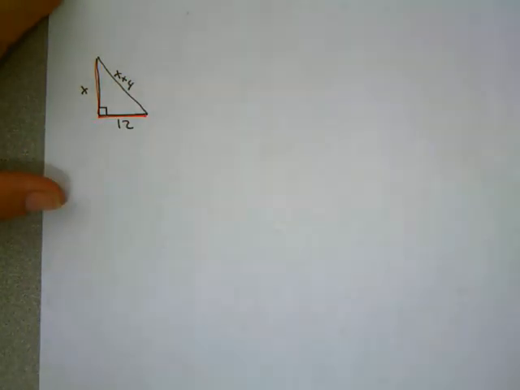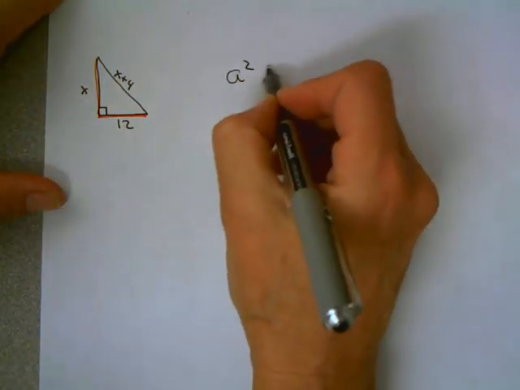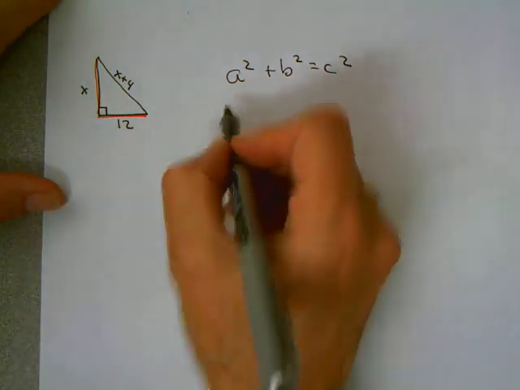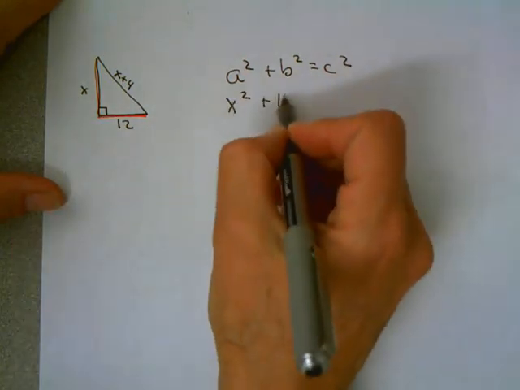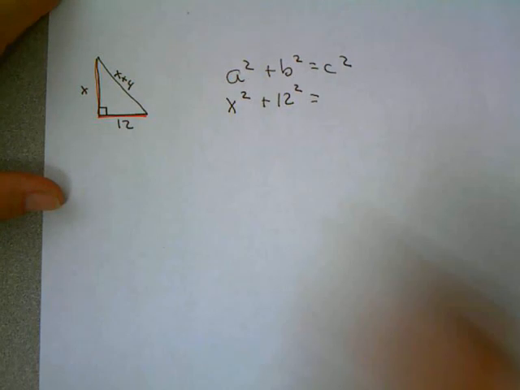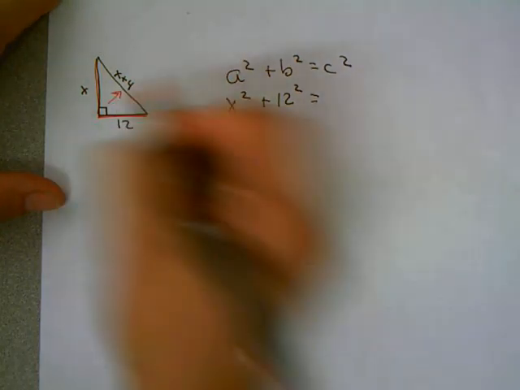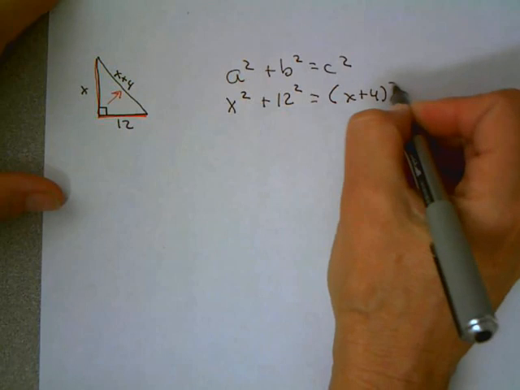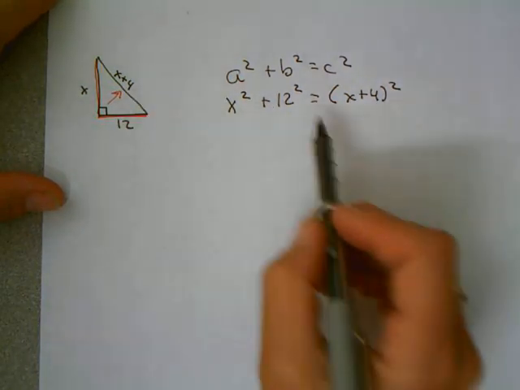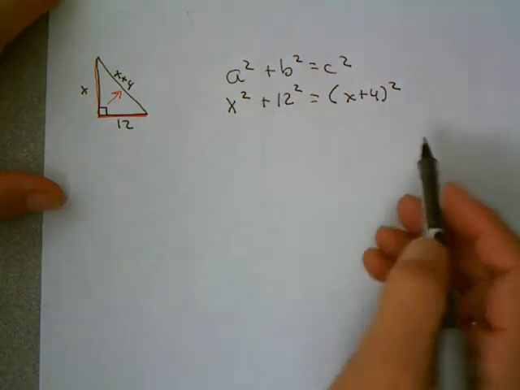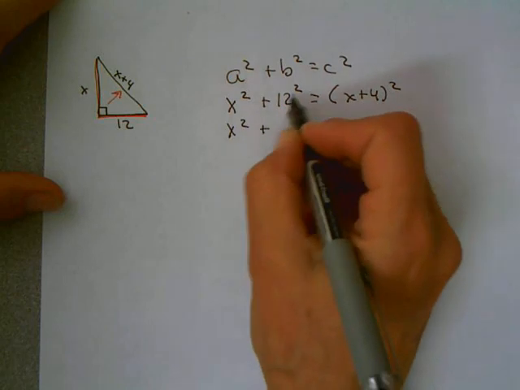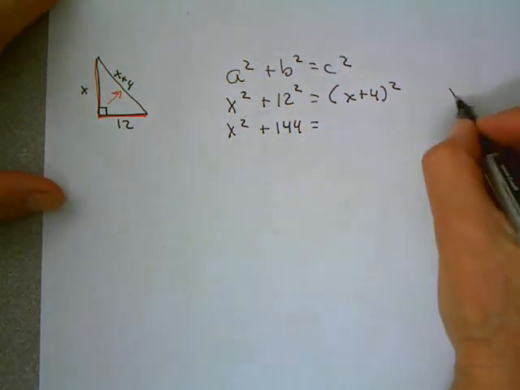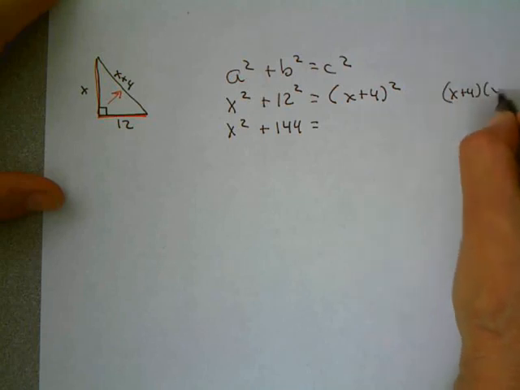Now, let's look at this example here. I've got x and 12, and I see these are forming my right angle. So I know if I write down my formula, a squared plus b squared equals c squared, that these are the legs. So I'm going to put this in for A and this in for B. C, always across from the right angle, is x plus 4. So I've got x plus 4, quantity squared.